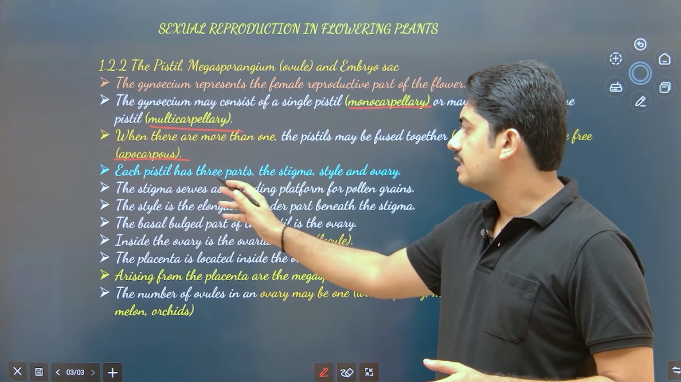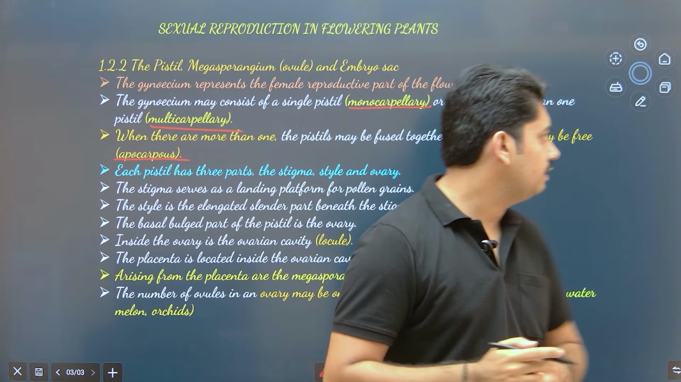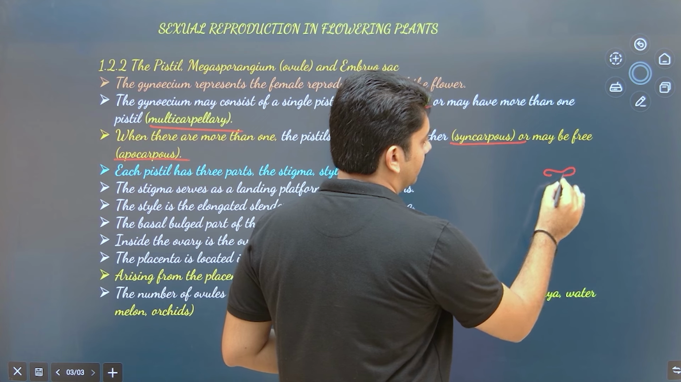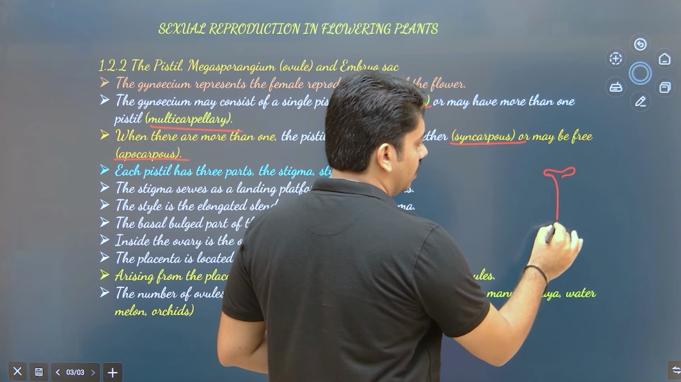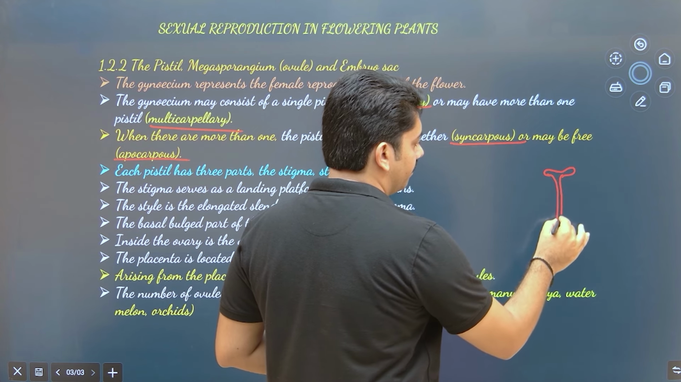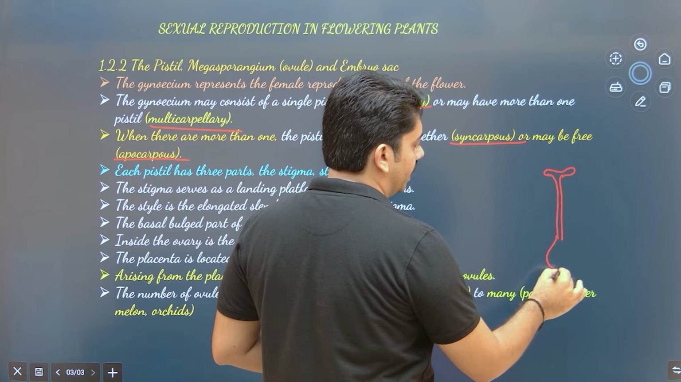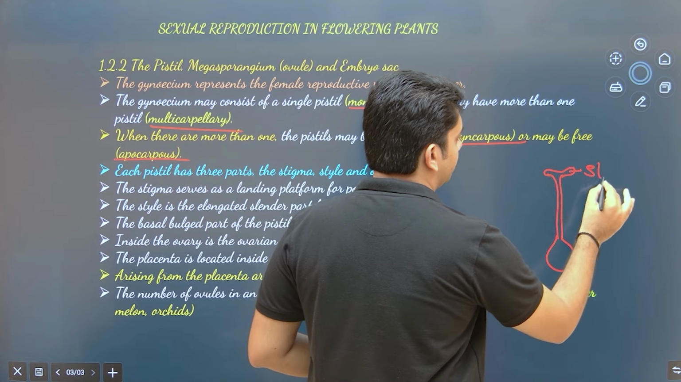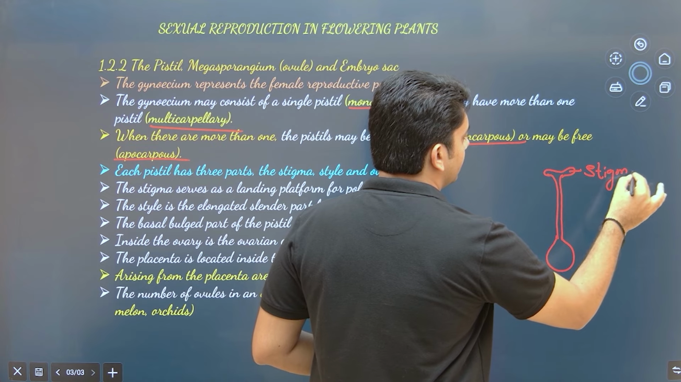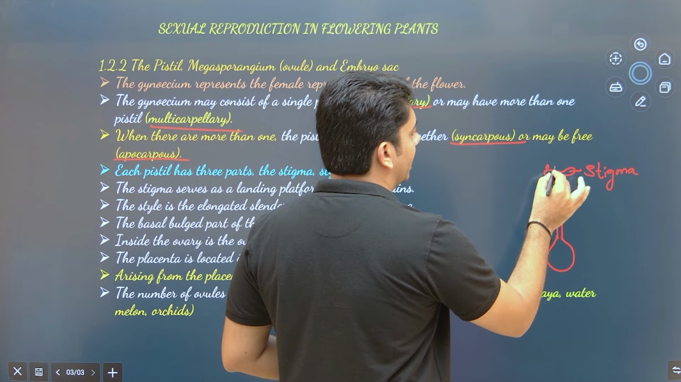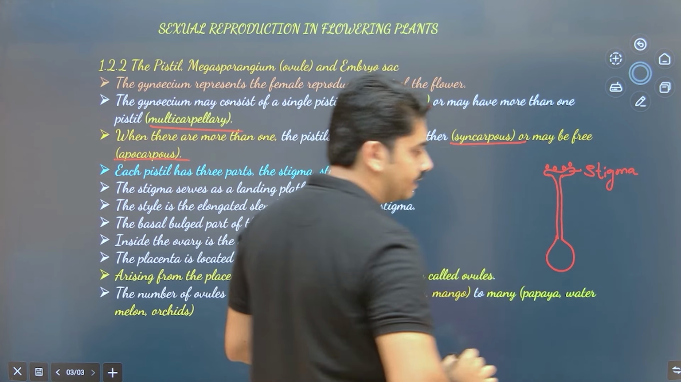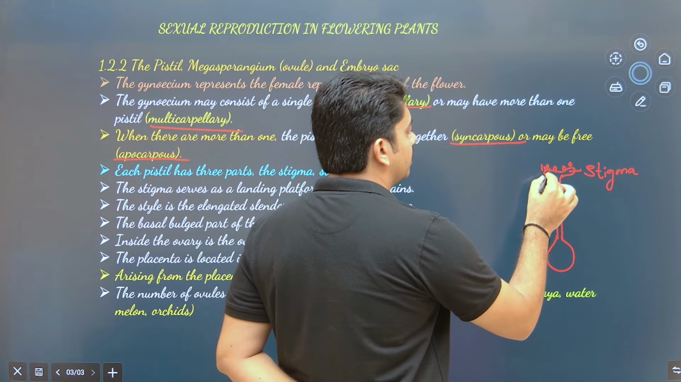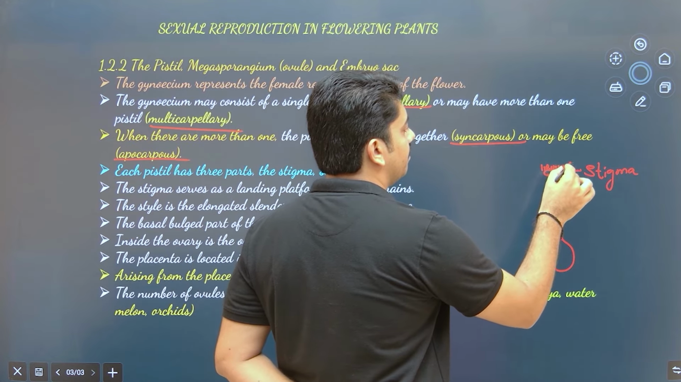Now each pistil has three parts. Now if I draw a rough diagram here, this is the stigmatic surface. Here you can see the long style and the ovary. Okay, what is this stigma actually? What is its function? Stigma acts as a landing platform for the pollen grains. Okay, so they have a small hair-like structure which helps in trapping the pollen grains.